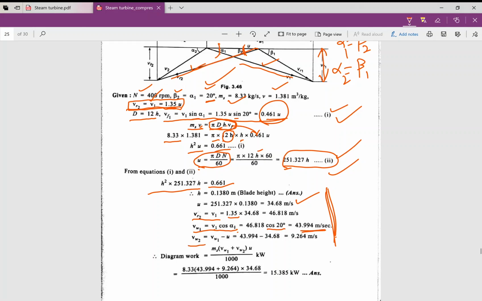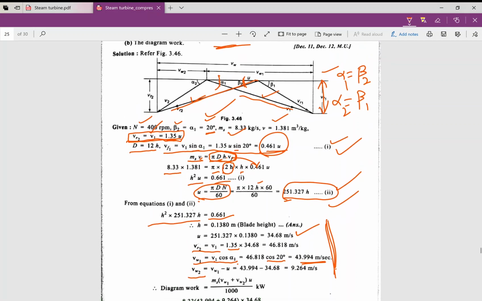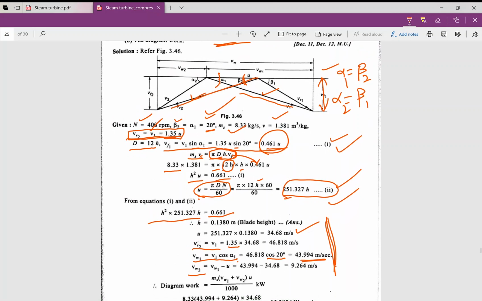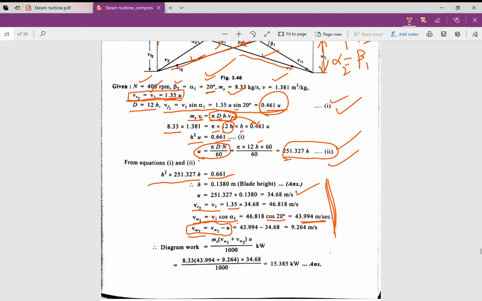similarly VW2 also. VW2 is your VW1 minus u. VW1 minus u, VW2 is this much, from here to here. So it comes like this, and then diagram power you can calculate. It comes in terms of kilowatt.